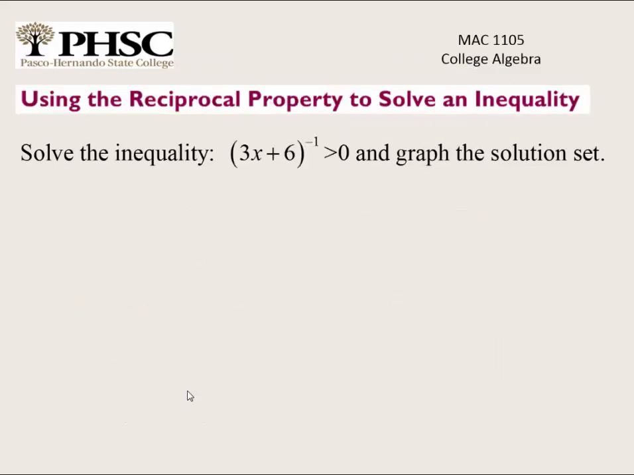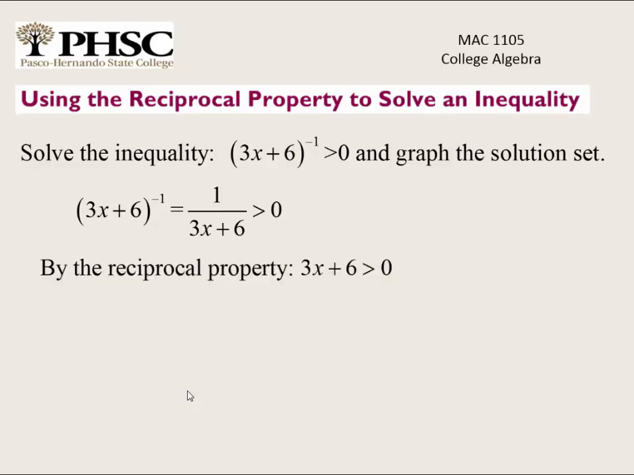So here we have another example. We're going to solve the inequality (3x plus 6) raised to the negative 1 is greater than 0, and then we're going to graph it. Just remember that (3x plus 6) raised to the negative 1 is equal to 1 over (3x plus 6), greater than 0. So by the reciprocal property, we get that 3x plus 6 is greater than 0. So we're going to go ahead and solve that.